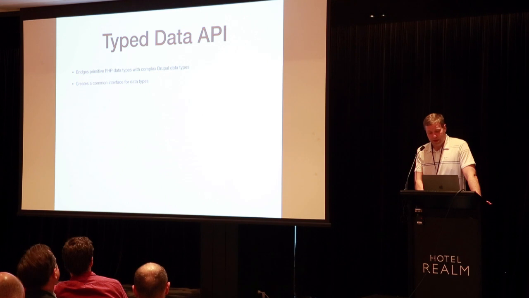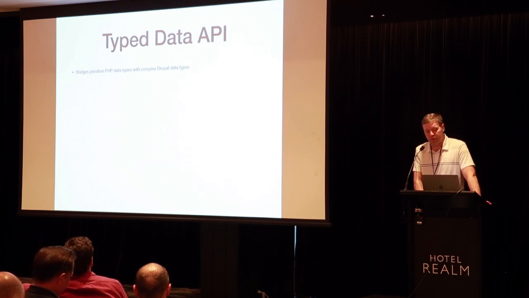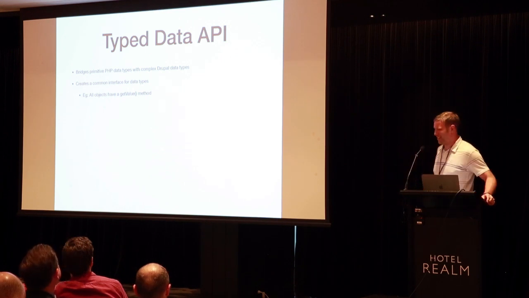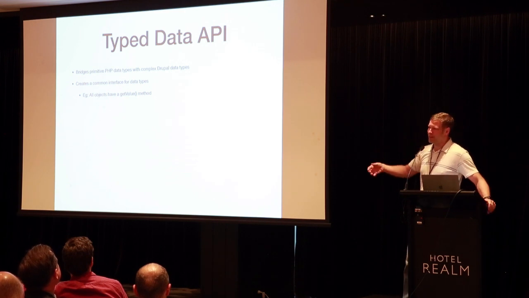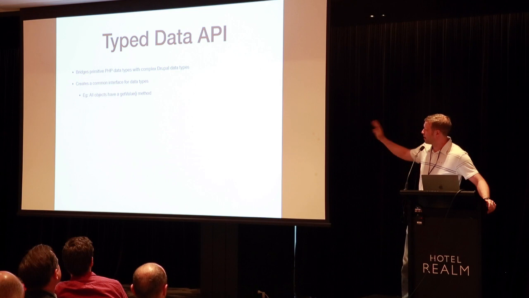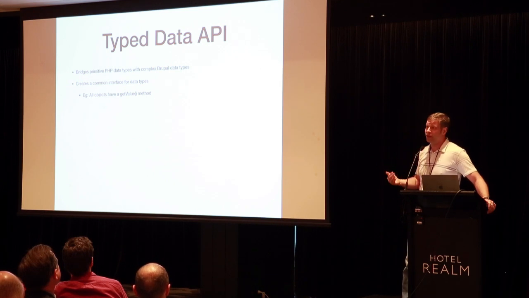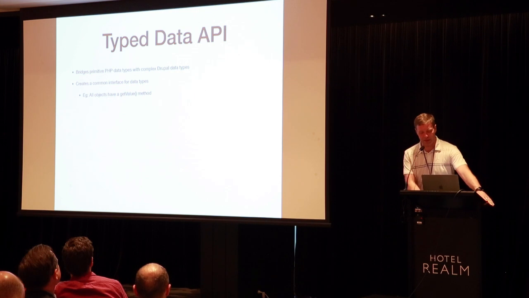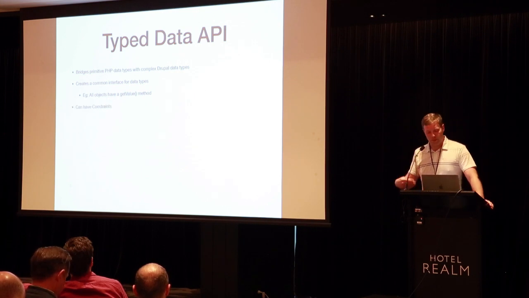So now let's get to the core of my presentation, the TypeData API. The TypeData API bridges primitive PHP data types with complex Drupal data types. So we're working in a loosely typed system like PHP, but we're setting it up to be able to handle enterprise systems like Drupal. And it creates a common interface for these data types. For example, all TypeData API objects have a getValue method. This is, I think, the only code I actually use in this whole presentation. Basically, anytime you have a TypeData API object, you can call this getValue method, and you'll get some value. Depending on what the object is, it's going to give back different things, but you'll get something out of it. So this makes for more stable code.